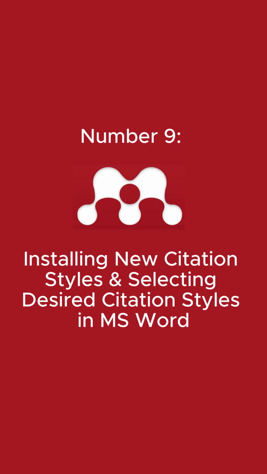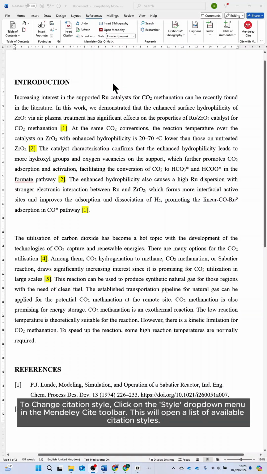Number 9. Installing new citation styles and selecting desired citation styles in MS Word. To change citation style, click on the Style drop-down menu in the Mendeley Cite toolbar. This will open a list of available citation styles.